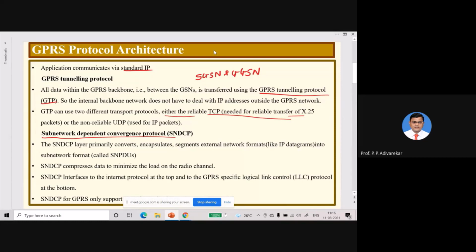As I discussed, the packets coming from the different sources of the external network may be from a computer based or server based network, and the delivery has to be made towards the mobile station. The packets coming towards the mobile station are of very small size and have certain restrictions also.